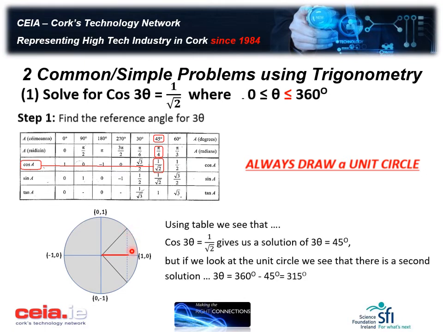But looking at our unit circle, we can see that there is another angle, down here, which also has a cosine of 1 over root 2. 1 over root 2 is the horizontal distance along the x-axis here. So it gives us an angle of 45 degrees. But if you look at the unit circle, you can see that there's a second solution for 3 theta, which is 360 degrees minus 45 degrees, which is 315 degrees. So we have two possible solutions for 3 theta, which are 45 degrees and 315 degrees. So that's the end of step one.